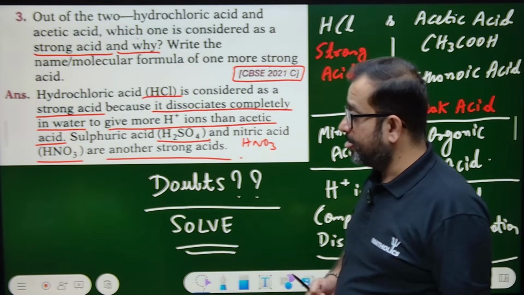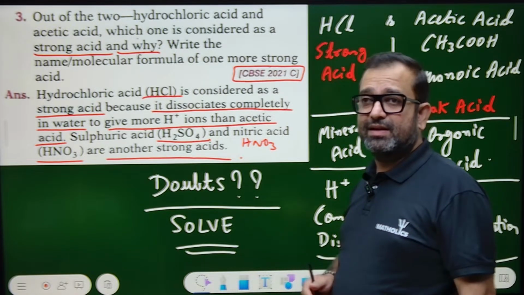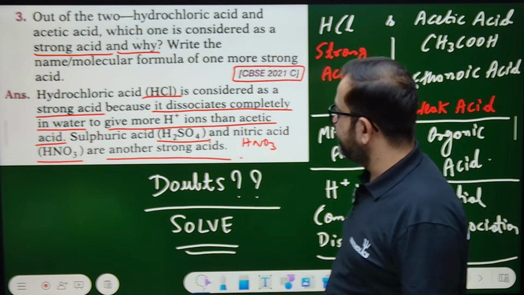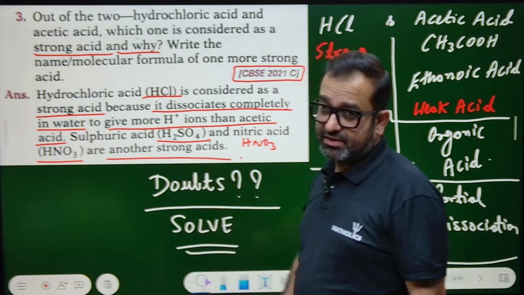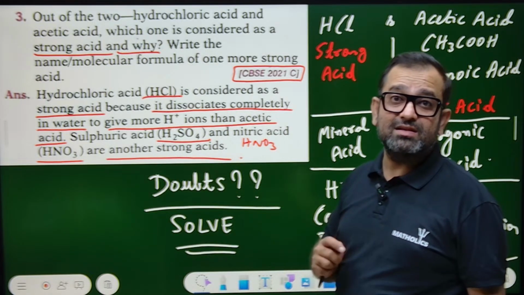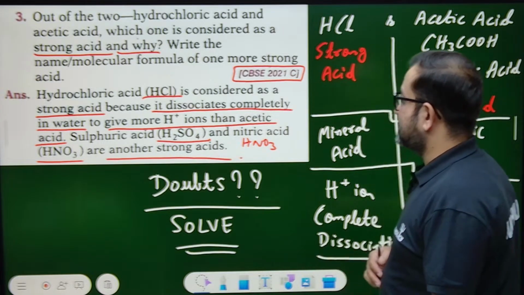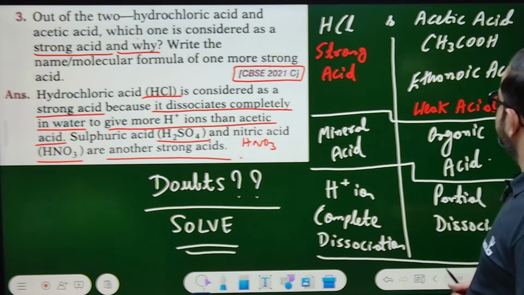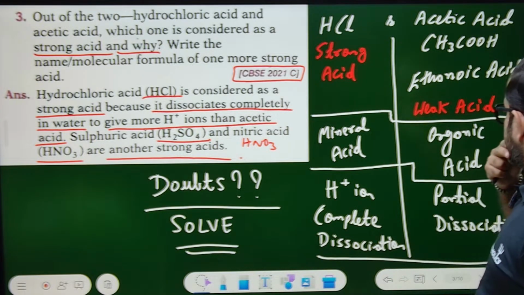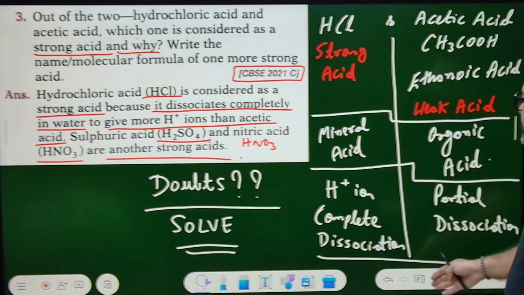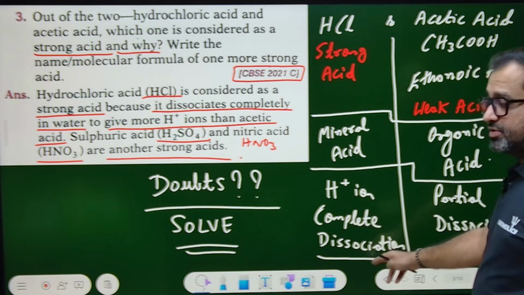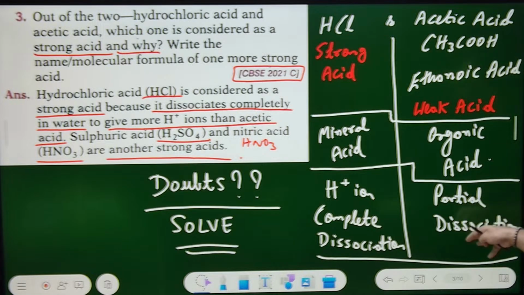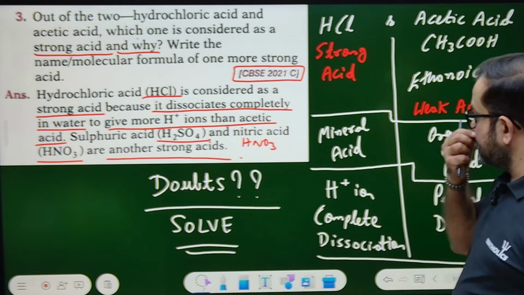than acetic acid. One more reason is that acetic acid is an organic acid, okay? And sulfuric acid and nitric acid are other strong acids because these are mineral acids, and mineral acids are obviously more acidic than organic acids. Okay, so this is the reason. So you have to give the answer like this. Make a table: mineral acid, organic acid. H plus ion completely dissociates. H plus ion partially dissociates. Okay, these are the reasons.